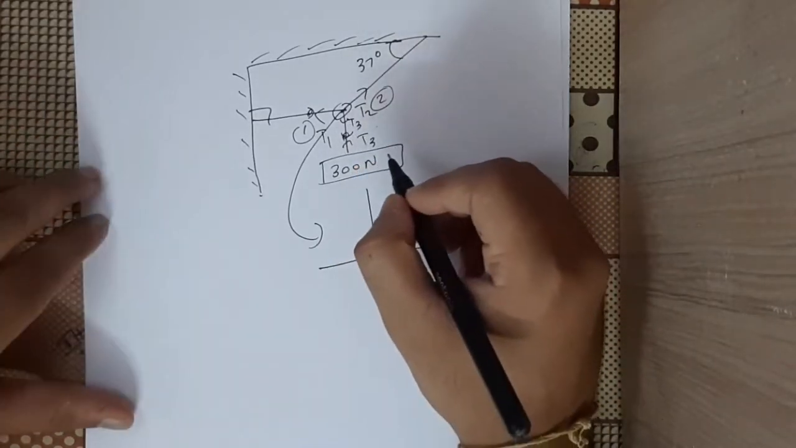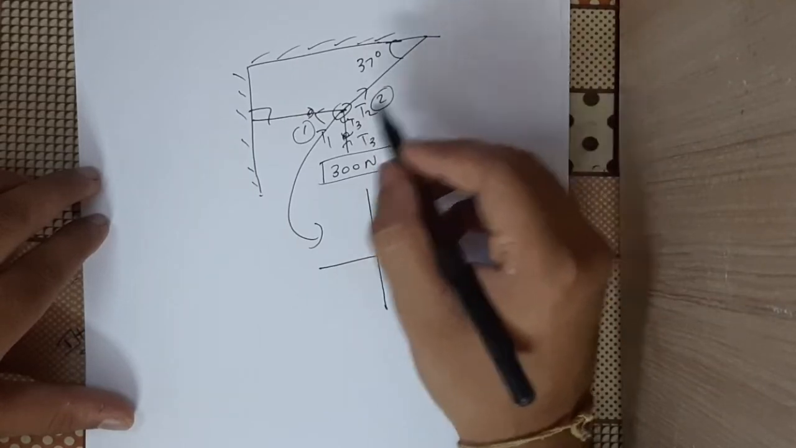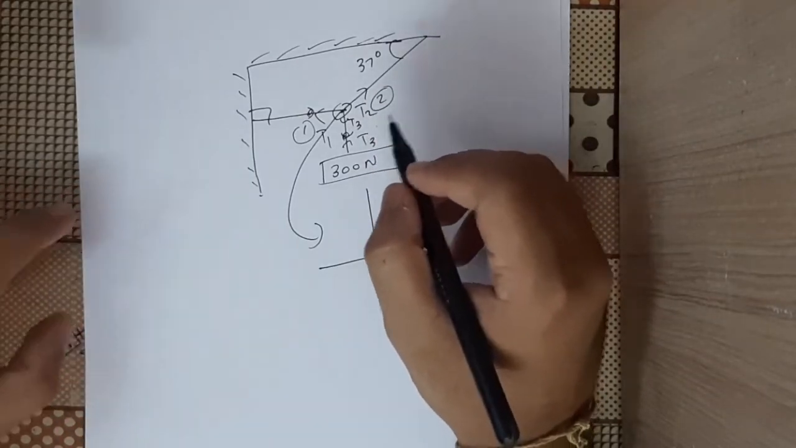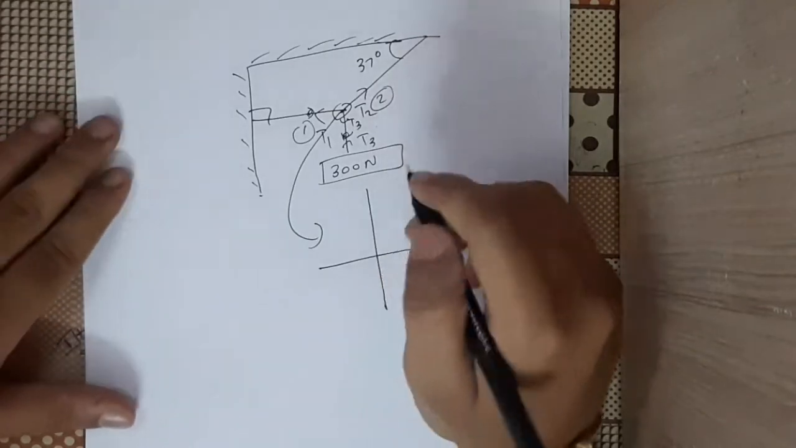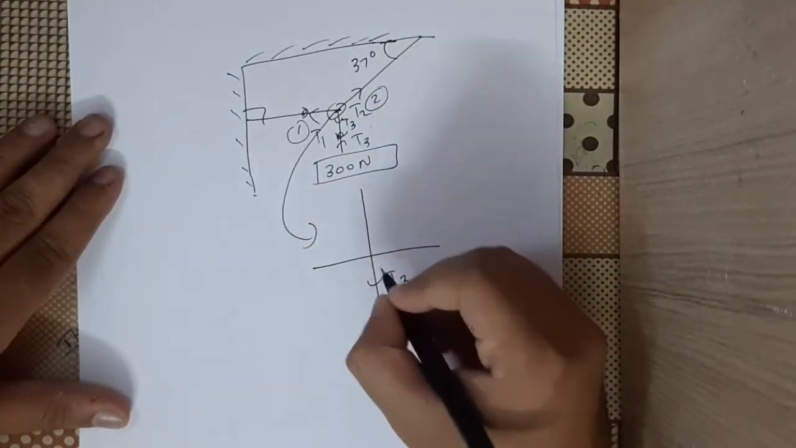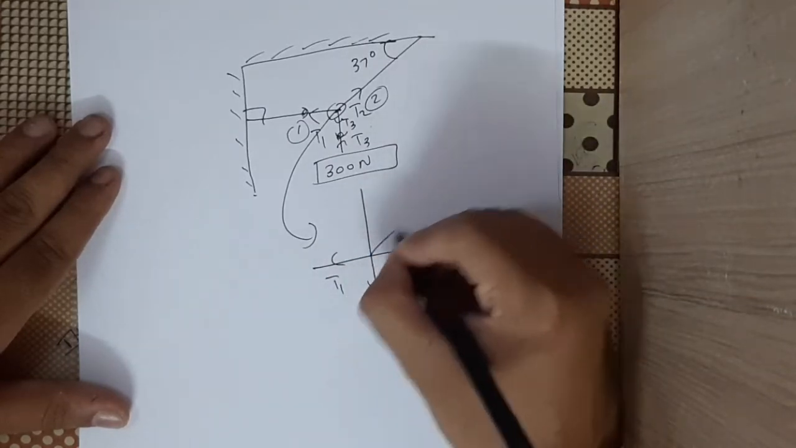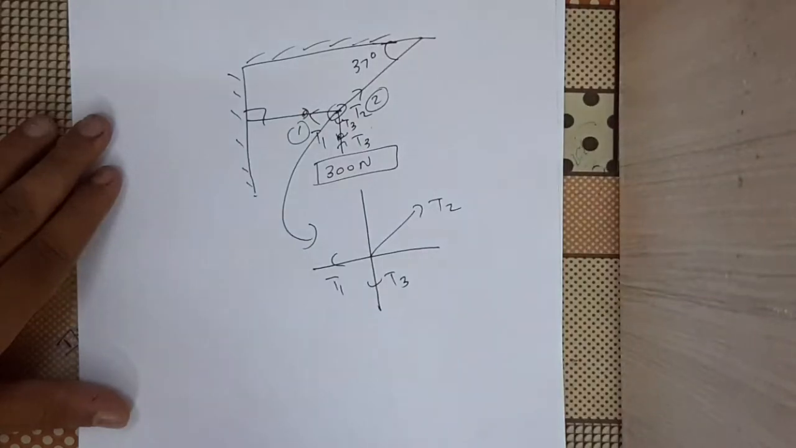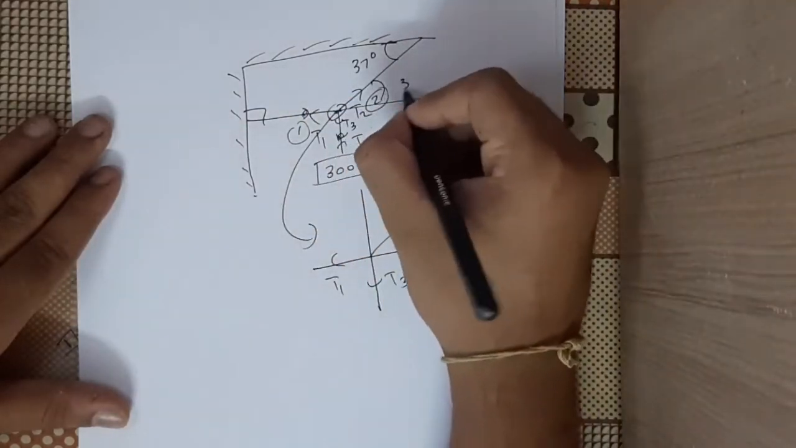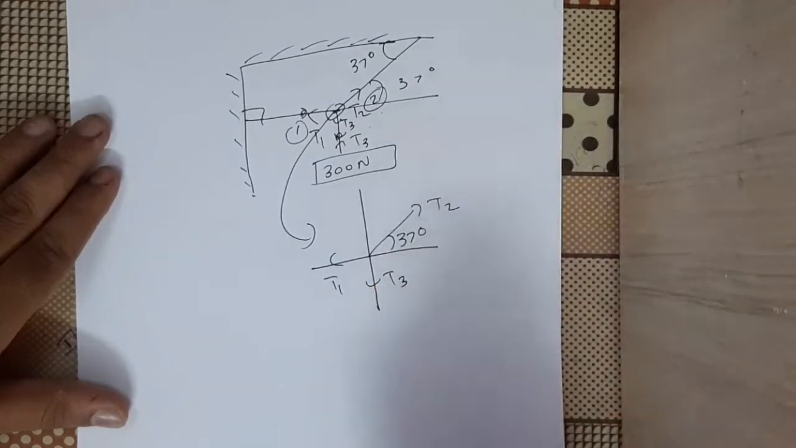Also, in the last class we talked about why in the pulley the tension was downwards at the ends, because it is also equal and opposite in nature. So for this point we can say there is a T3 downwards, there is a T1 here, and then there will be a T2 something like this. T2 will be making 37 degrees from the horizontal like this. Interior angles, this is 37 degrees.